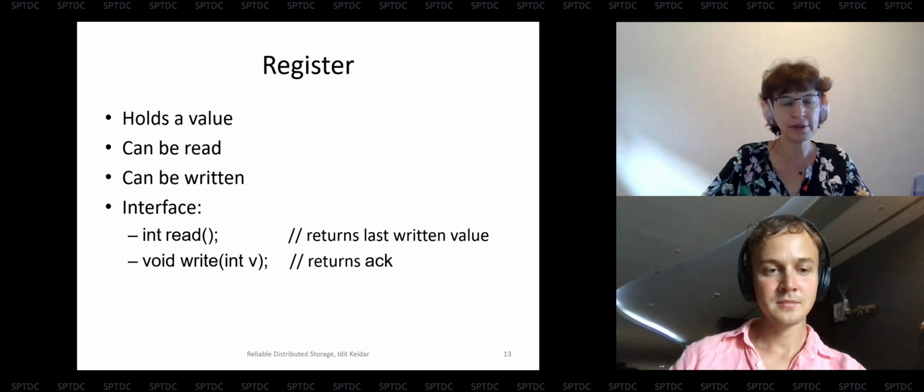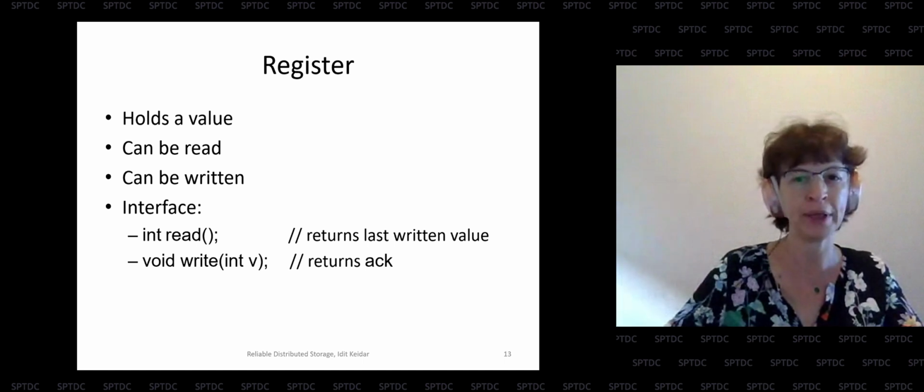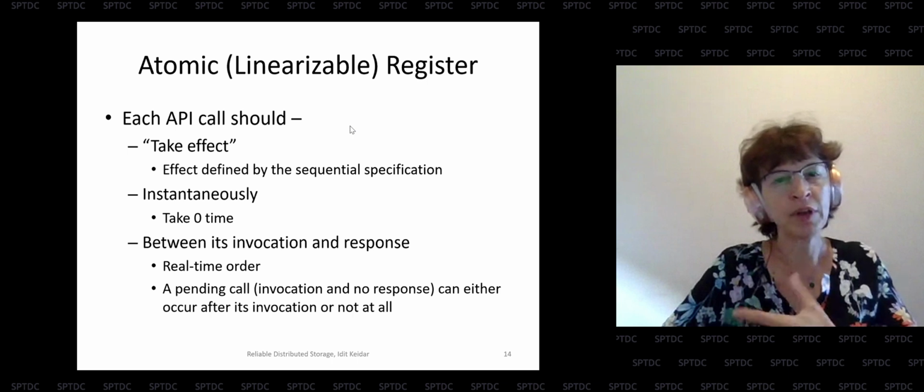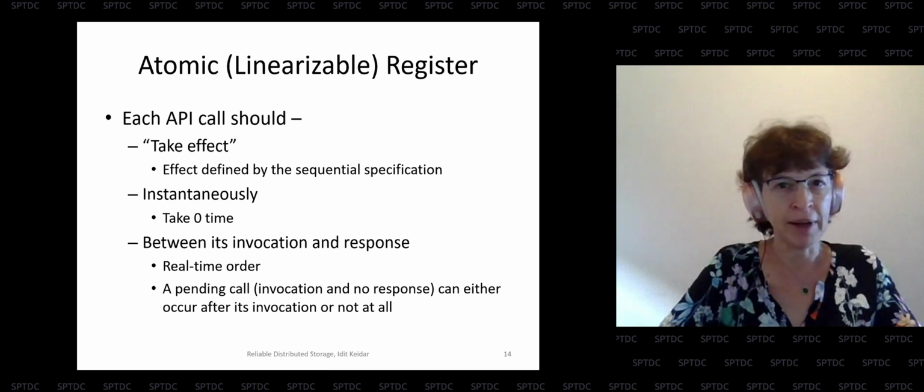So this is a register. A register is just an object, a shared memory object, whose only interface is read and write. Okay, we can't do atomic read-modify-write or compare-and-swap operations. We can't do them, just read and write. And we want the register to be atomic or linearizable.